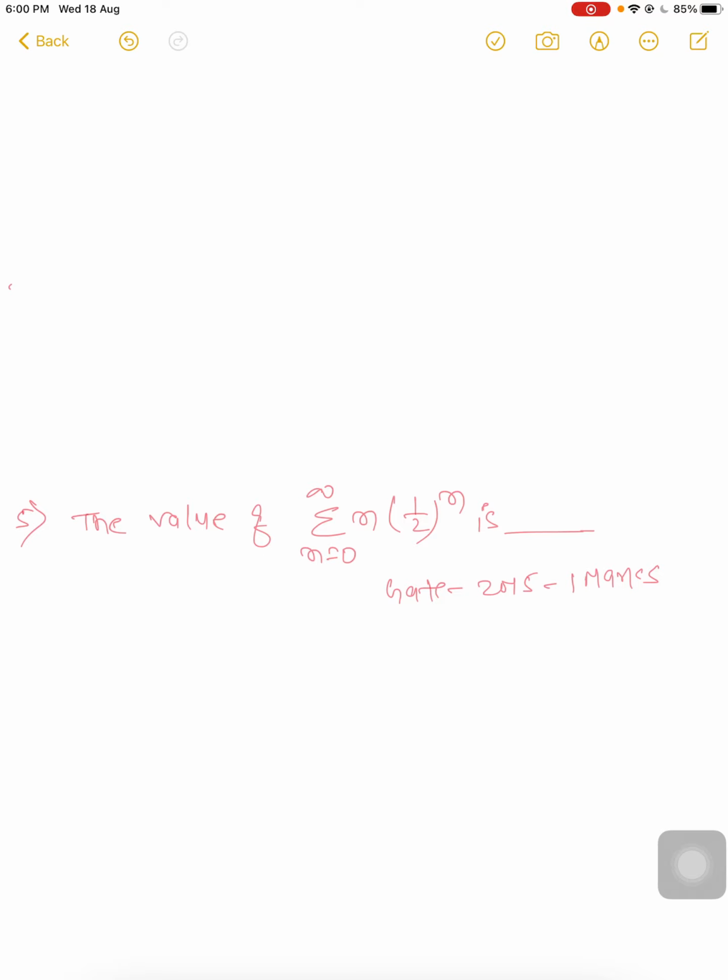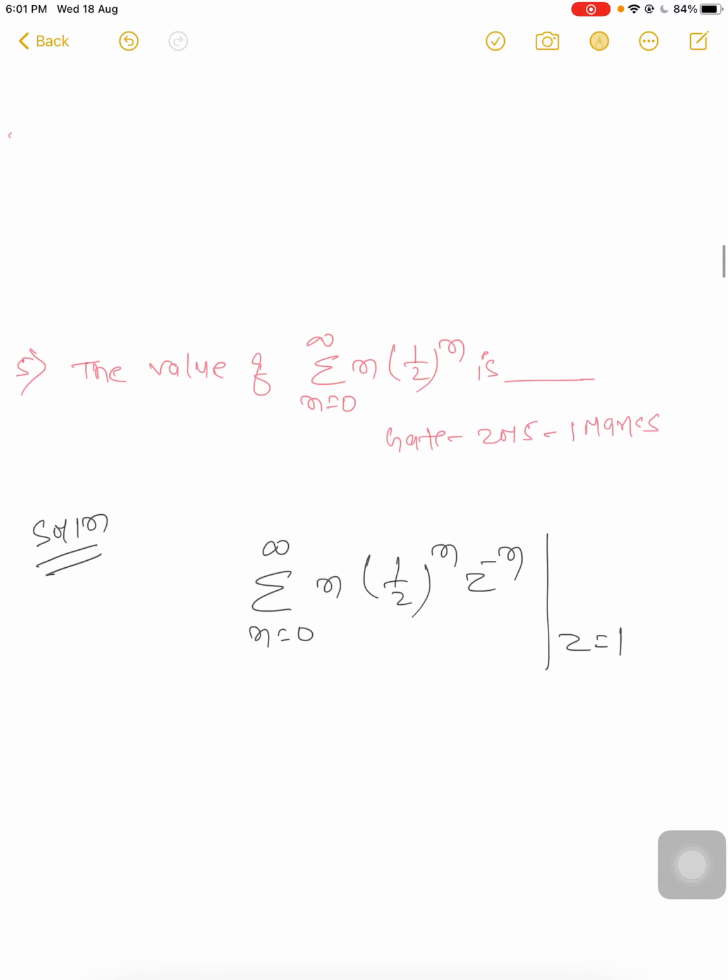Now comes the next question. The value of the summation n equal to 0 to infinity of half to the power n, u n, half to the power n. We have to find out the value. Here consider this one as the z transform. So take it that we have to find the sum for n equal to 0 to infinity of half to the power n, z to the power n, and what is the value of z? Take z equal to 1.